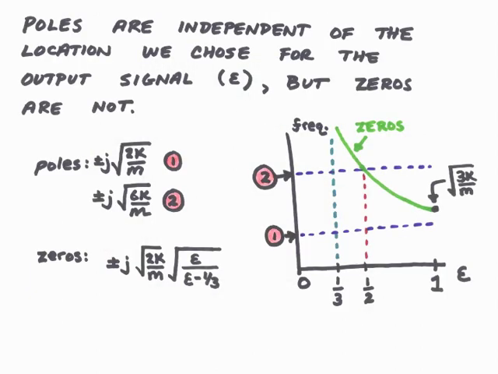Note that when epsilon equals 1/2, the frequency of the zeros is the same as the frequency of the tilt mode, square root of 6k over m. For epsilon between 1/3 and 1/2, the frequency of the zeros is greater than the frequency of the tilt mode. And for epsilon between 1/2 and 1, the frequency of the zeros is between that of the tilt mode and that of the bounce mode.